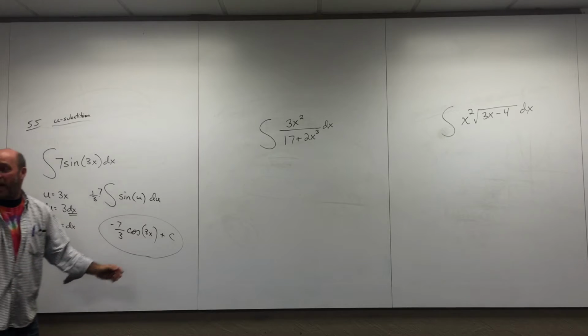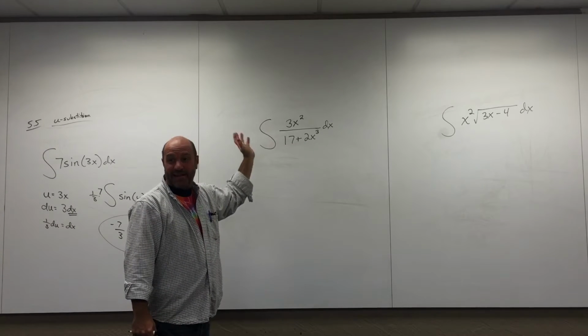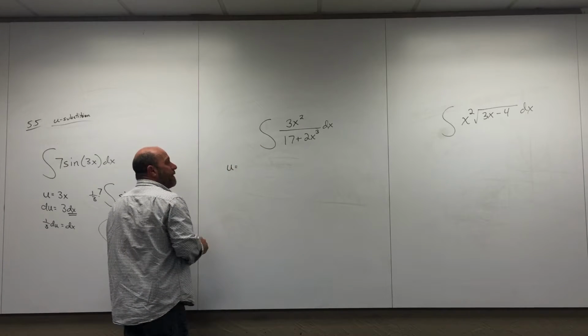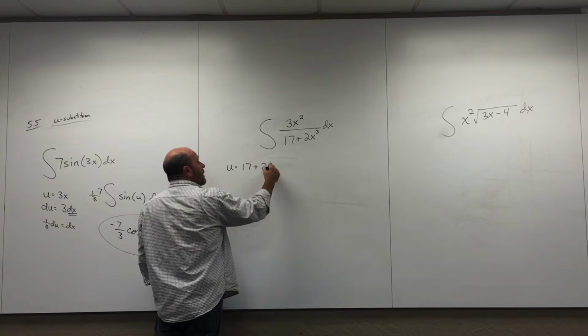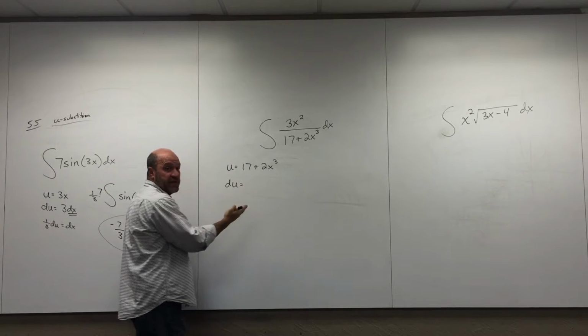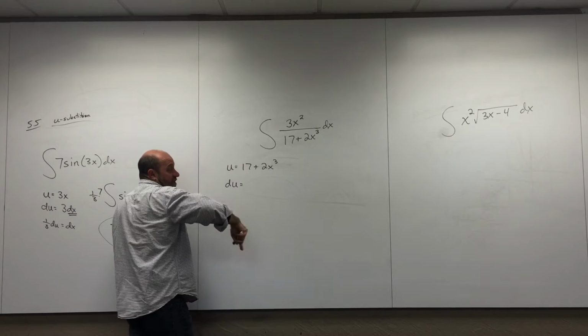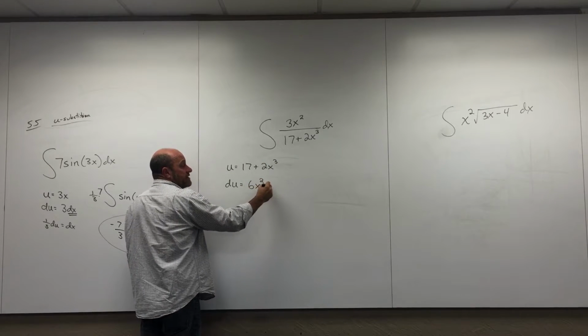All right, let's step it up a notch. I think this is stepped up a notch a little bit. It's really kind of the same thing. What would you call U on this one? 17 plus 2x cubed, the denominator. You want to call U the denominator. I agree. Du then is the derivative. First thing I do is try to find du. 17 goes away. The derivative is 6x squared dx.